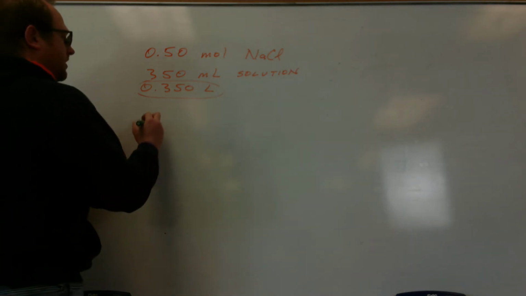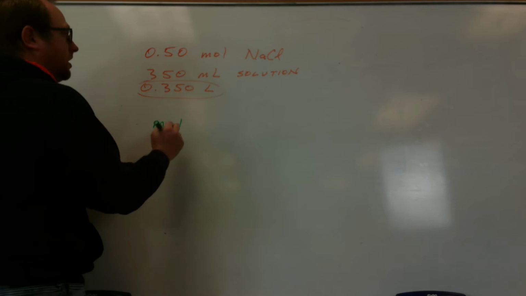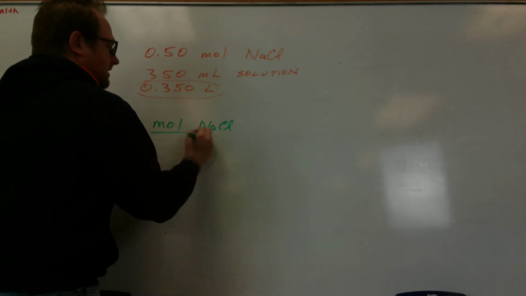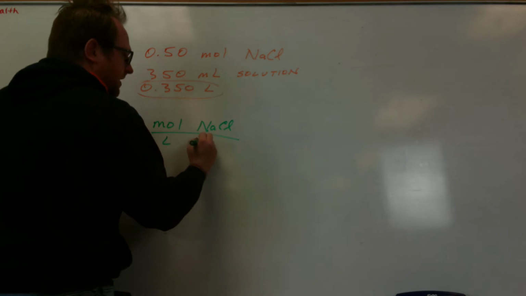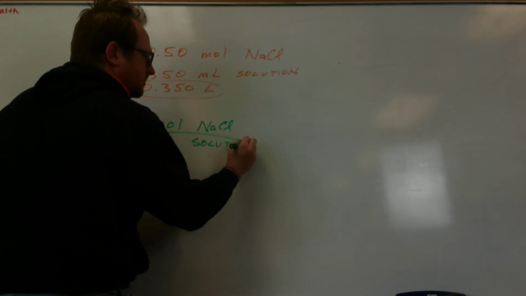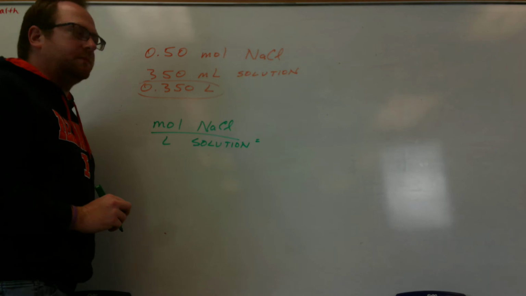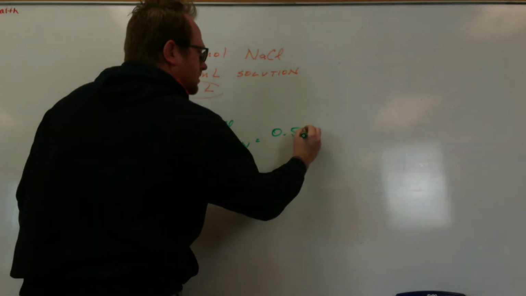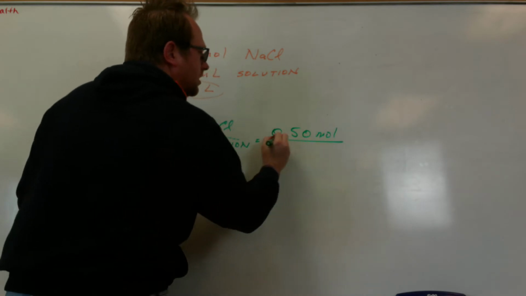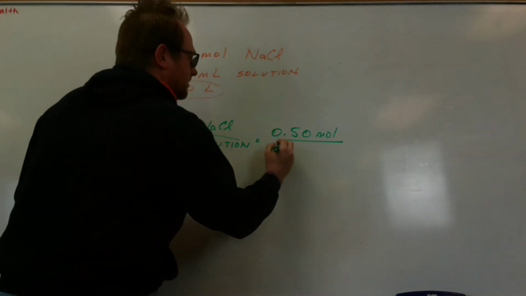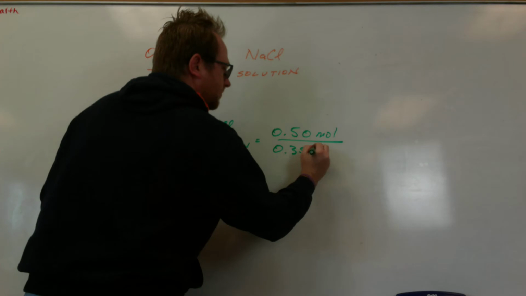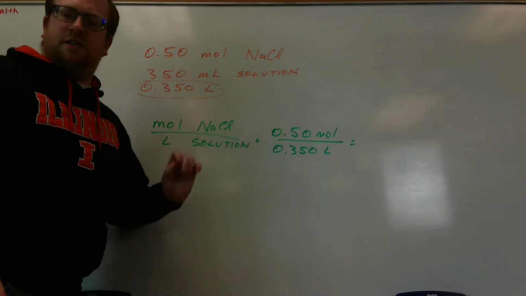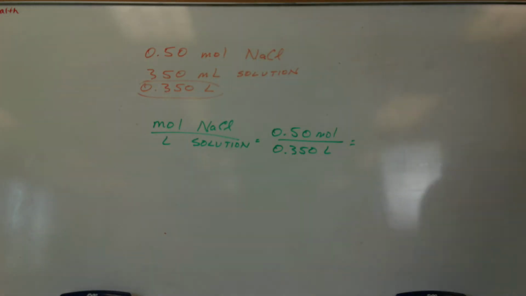So remember, molarity is moles of my solute, which in this case is sodium chloride, my salt, divided by the liters of my total solution. So now I can put in some numbers: 0.5 moles over 0.350 liters. And now that I have this, I just put it into my calculator.